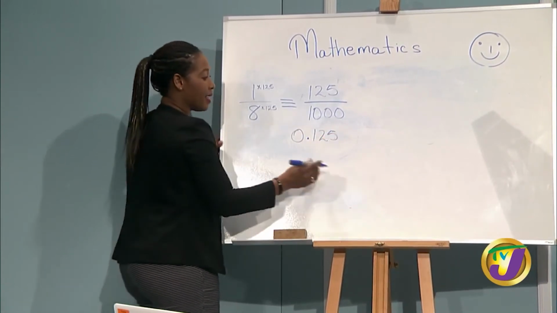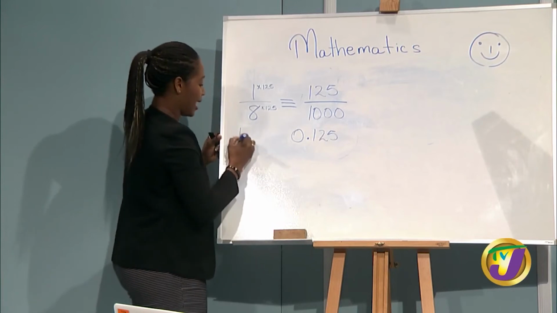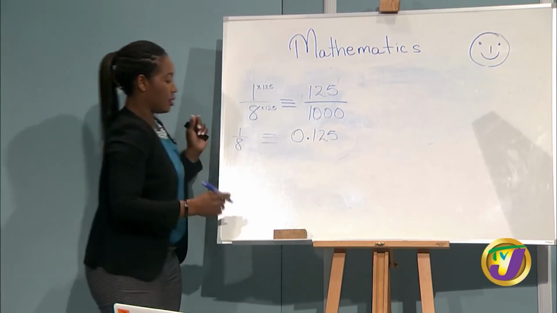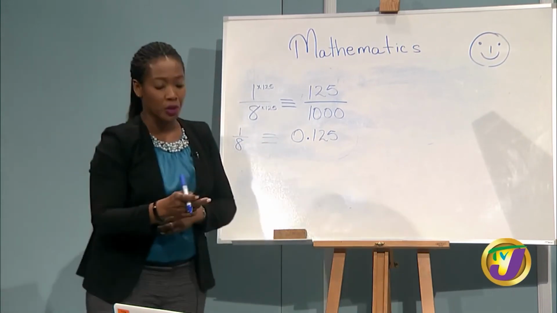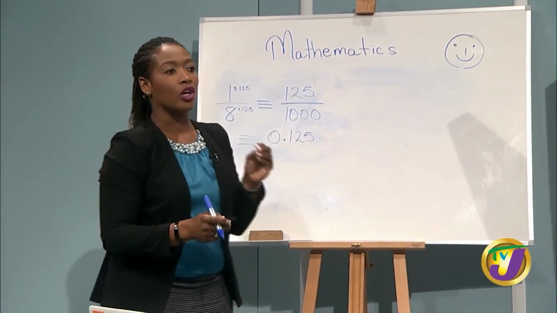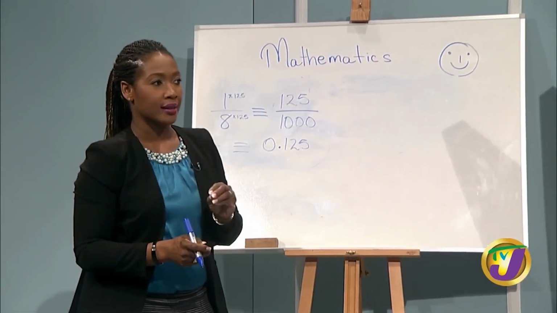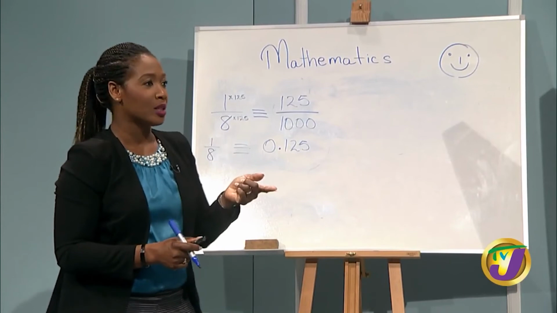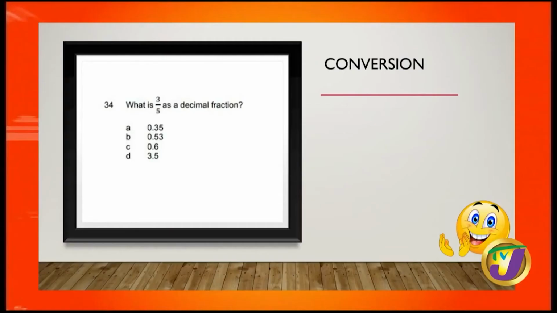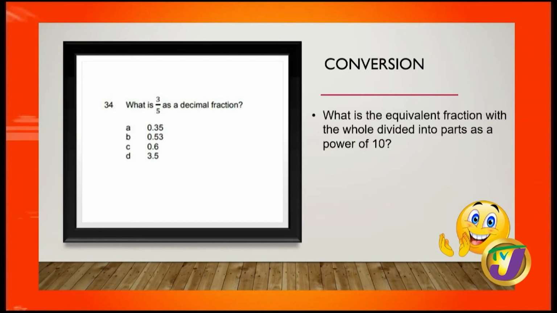0.125 is the same as 1/8. So your option A would be your correct choice. All right. So let us move to the next one. What is 3/5 as a decimal fraction? All right. What is the equivalent fraction?